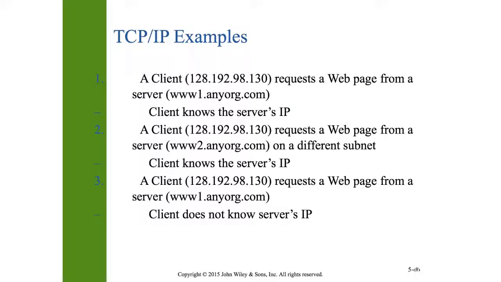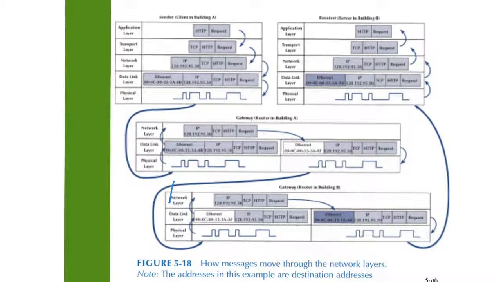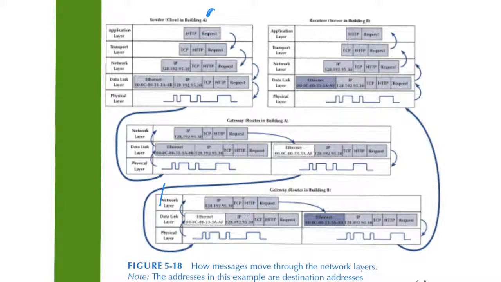The next few slides simply summarize what I just talked about in detail: the TCP layers, how the host computer gets the message, and the purpose of the gateway and the routers. This is a complete illustration of what really happens when a client in building A wants to talk to a client in building B on a separate network. When you open your browser, you say webserver.com, whatever the address is.